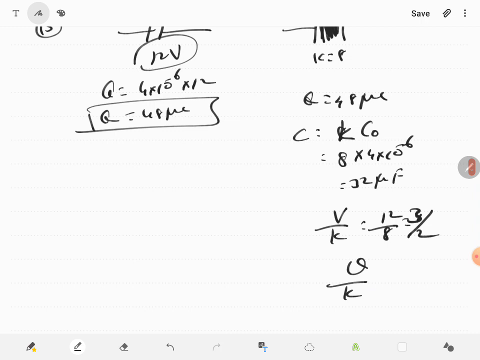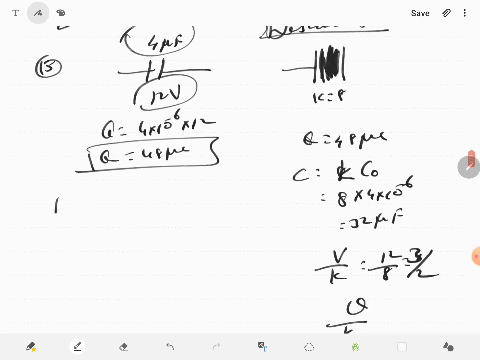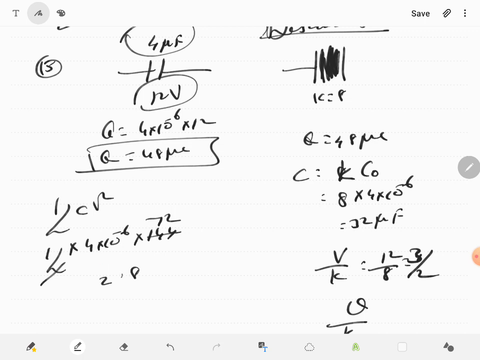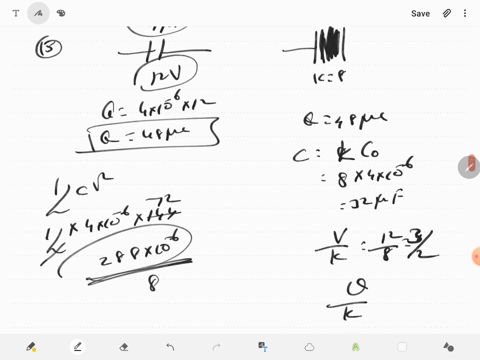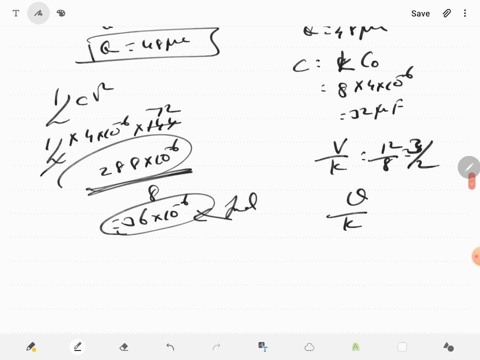Do you know the initial energy? The initial energy is half CV square, which is half into 4 into 10 to the power minus 6 into 144, which is 72. That has to be divided by K now. Divided by 8. 8 3s are 24, 8 6s are 48, into 10 to the power minus 6. So this will be the final energy, because energy will also be divided by K.